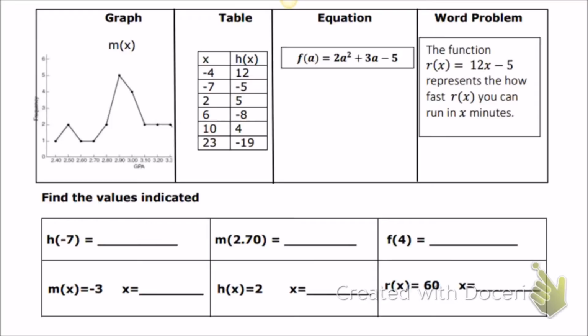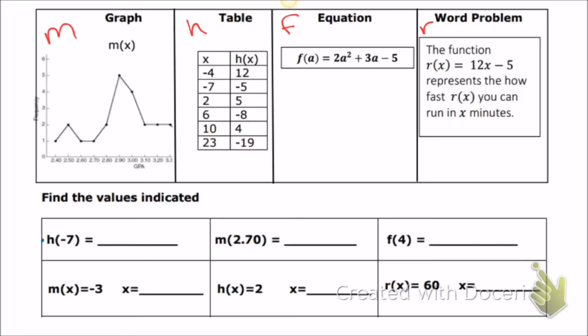So take a look at the first section. We need to find the values indicated and we have a graph, table, equation, and a word problem. So the first thing that I'm going to do is to find the name of each function. You know that the name is the variable in front of the parentheses. So the name of the graph is M, the table is H, equation F, and for the word problem, we're going to be using this equation right here. It's R.